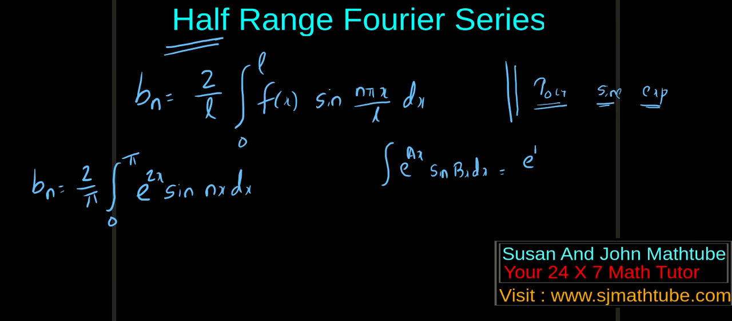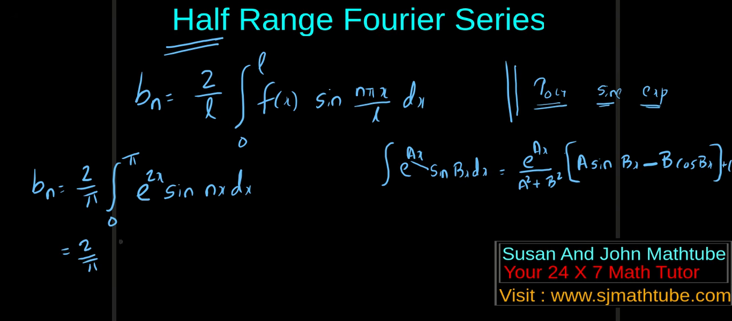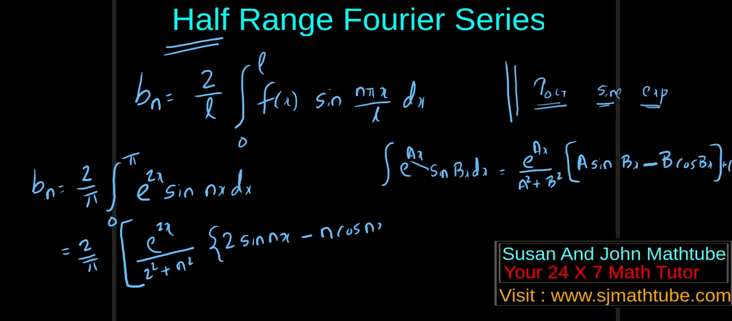And I gave you a shortcut. It is e to the power ax, look at this, a and b, divided by a square plus b square, and in bracket, it will be a sine bx minus b cos bx. Of course, plus c. So let's apply the formula over here. So 2 by pi, and in bracket e to the power 2x by 2 square plus n square, and the remaining part will be 2 sine nx minus n cos nx within the limit 0 to pi.